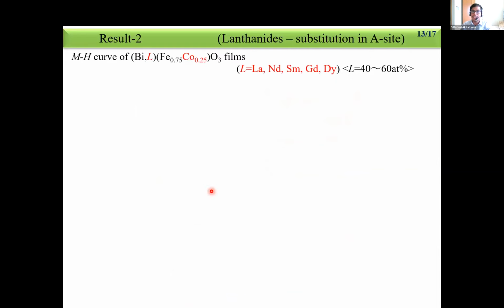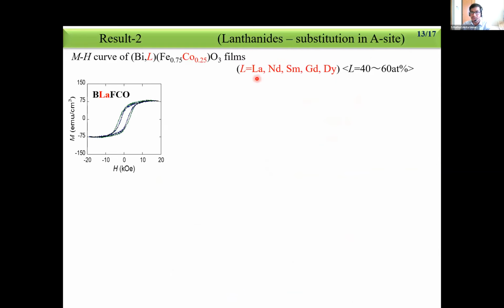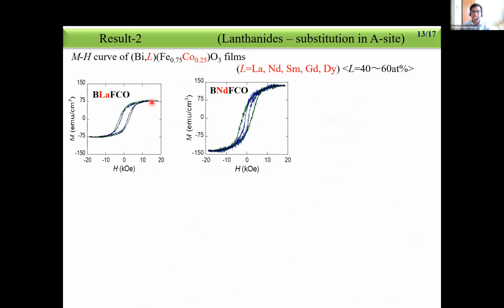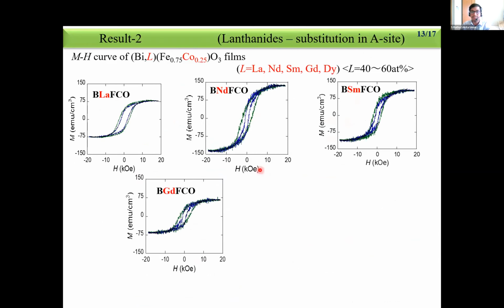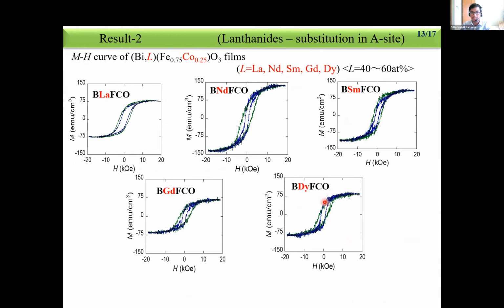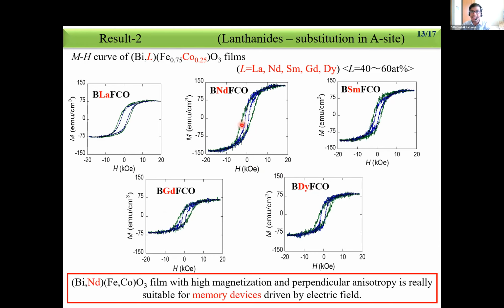So now, as I said, I will substitute a few rare earth elements on the A side. This is for lanthanum, neodymium, samarium. This is for gadolinium and dysprosium. You can see among all five substituents, the neodymium substituted bismuth ferrite is really showing high saturation magnetization. Of course, all of these are showing perpendicular anisotropy. So this is the candidate material for our magnetic device application.